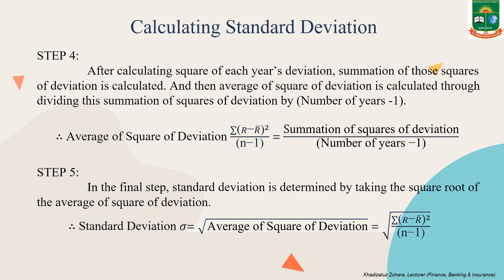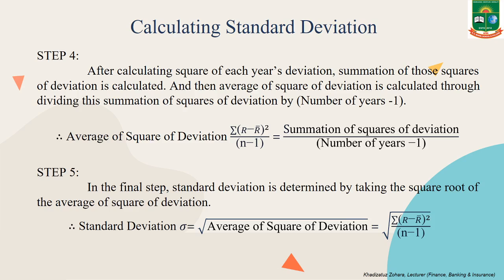In step 4, after calculating the square of each year's deviation, summation of those squares of deviation is calculated. And then average of square of deviation is calculated through dividing this summation of squares of deviation by number of years minus 1, not by number of years. Average of square of deviation, summation of R minus R bar square divided by n minus 1, equals summation of squares of deviation divided by number of years minus 1.